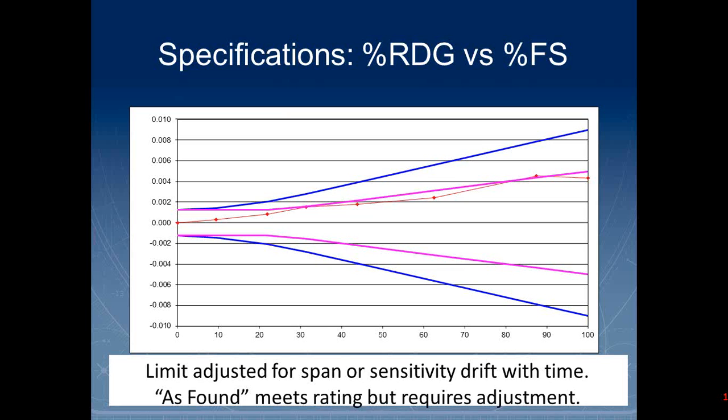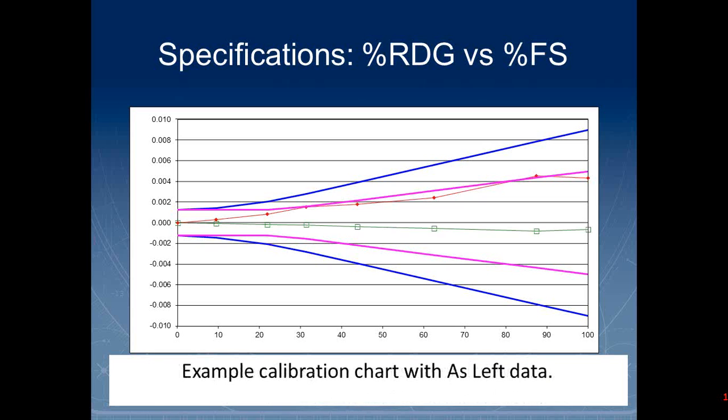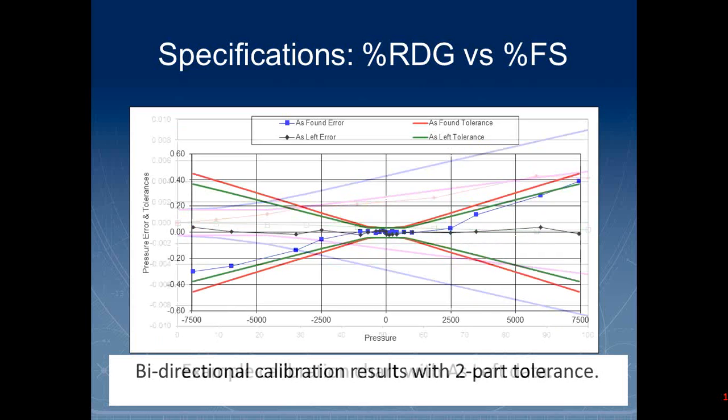Now, before it goes back into service, it needs to be well within the pink line, kind of the short-term specification. So then, as would normally be the case, this would not be reported as out of tolerance because it meets the specification when we include the drift allowance, but then it's adjusted back much closer to nominal. And that would represent the as-left calibration.